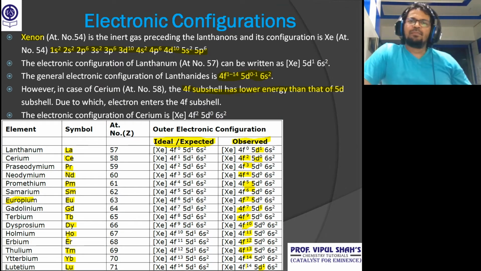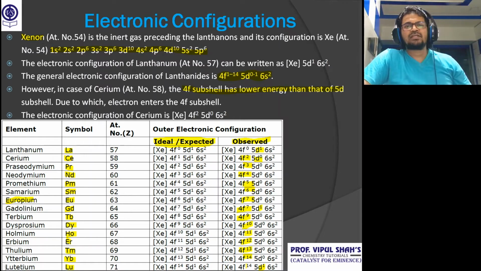In the exam, with respect to MCQs or the HSC paper, whenever the question is asked, you're supposed to always write the observed configuration. Only in an MCQ, the word ideal or expected configuration will be specifically mentioned. If it just says configuration, always write observed. Clear? That is one. There are 3 completely filled shells: 6s, 5d and 4f.